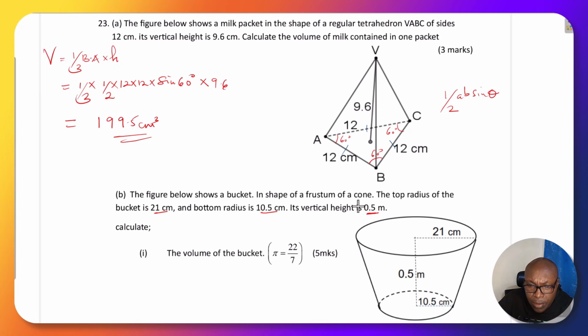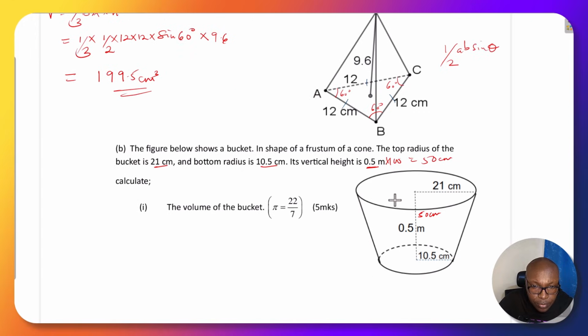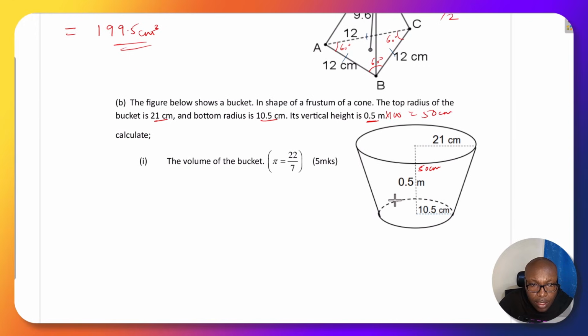So we can begin by changing that so that you can have uniform lengths. We can simply convert 0.5 meters to centimeters by multiplying by 100, and this will give 50 centimeters. That is so that you can have uniform units. Now you're supposed to calculate the volume of the bucket.